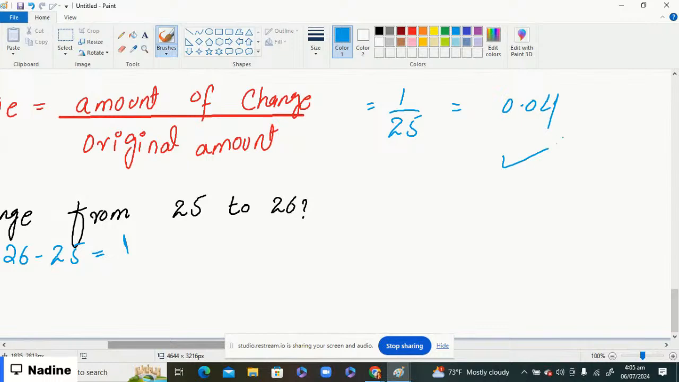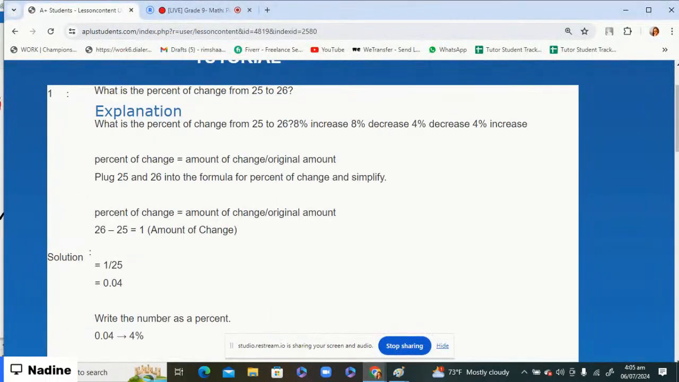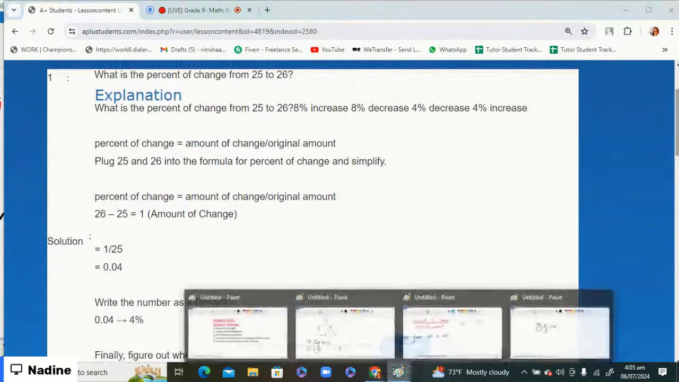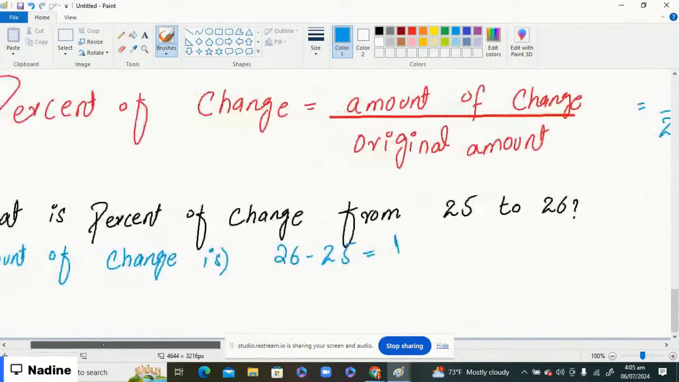How can you convert it into a percent? Now look here. This is basically the amount of change, as we already found. So 0.04, how to convert it into percent? There is only one method to convert it into a percent. We just multiply by 100. 0.04 times 100. In this way we get our answer, 4%. This is the percent of change.